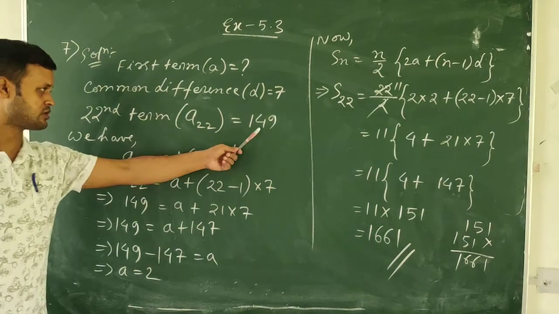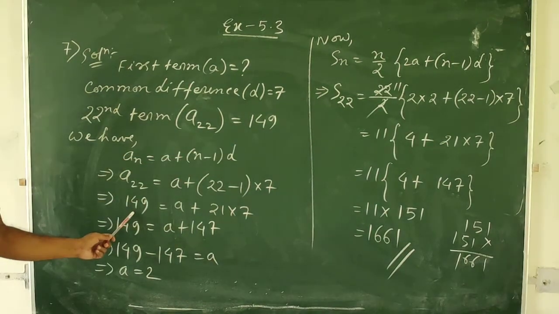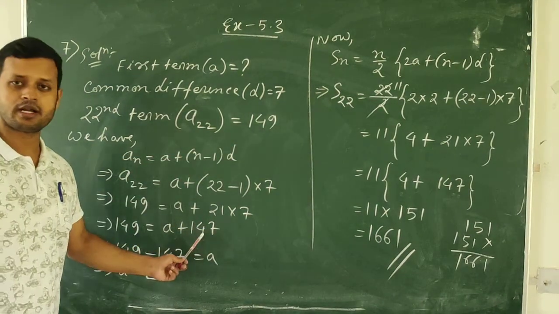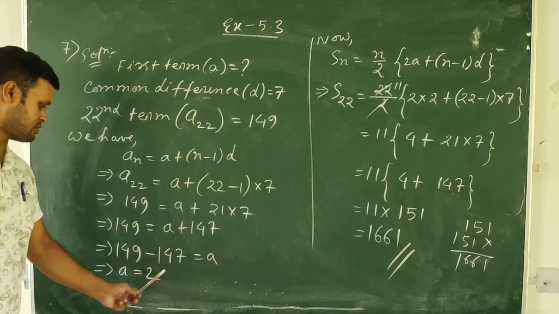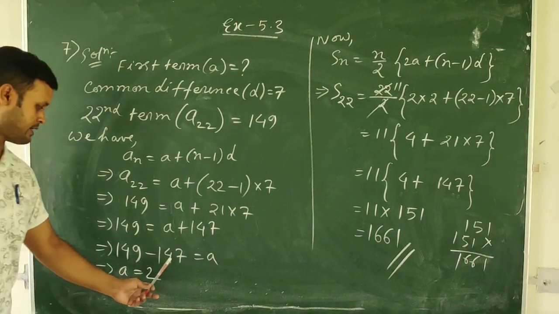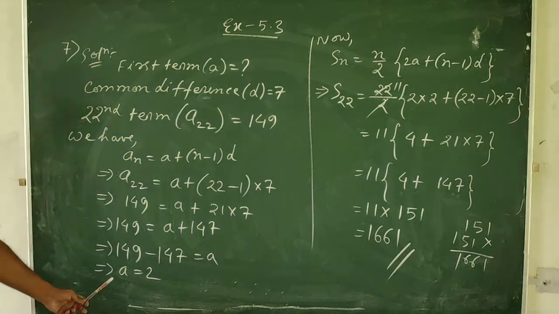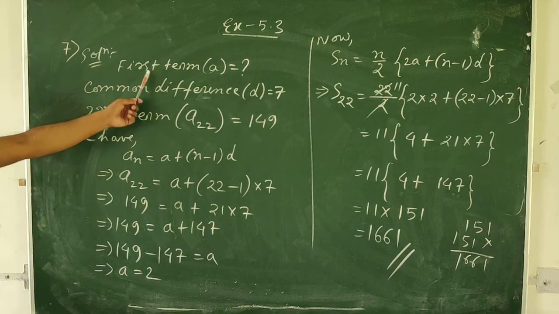See here, A22 is equal to 149. So I am putting here 149. 21 into 7 is how much? 147. 147 I am bringing to the left side. So 149 minus 147 is how much? 149 minus 147 is 2. So therefore A is equal to 2. So now we got the first term.